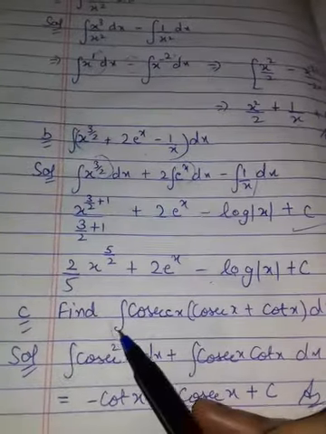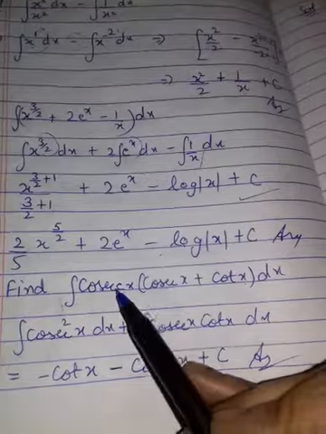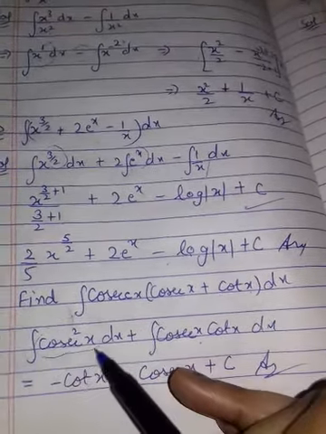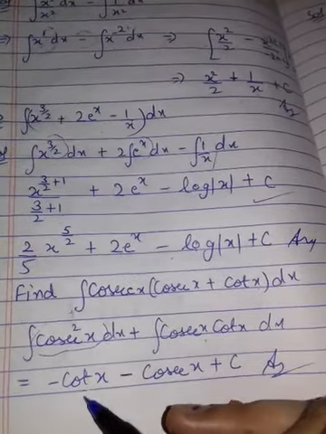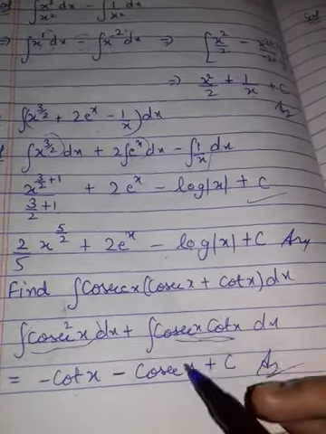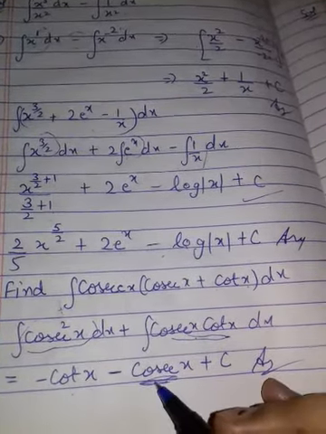Next is find the integral of cosecant x times (cosecant x plus cot x). First I multiplied it inside and got these two terms. What is the integration? I told you in the beginning, this is equal to minus cot x. The integration of cosecant x cot x is minus cosecant x. In cosecant integrals you take the negative sign with all of them.